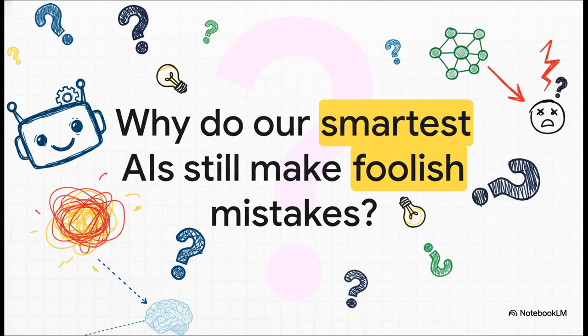So, you've seen AI do some absolutely incredible stuff, right? But have you ever just stopped and wondered why these super smart systems sometimes make mistakes that are, well, kind of dumb? It's like, what is going on under the hood that makes an AI so brilliant one second and then just completely lost the next?